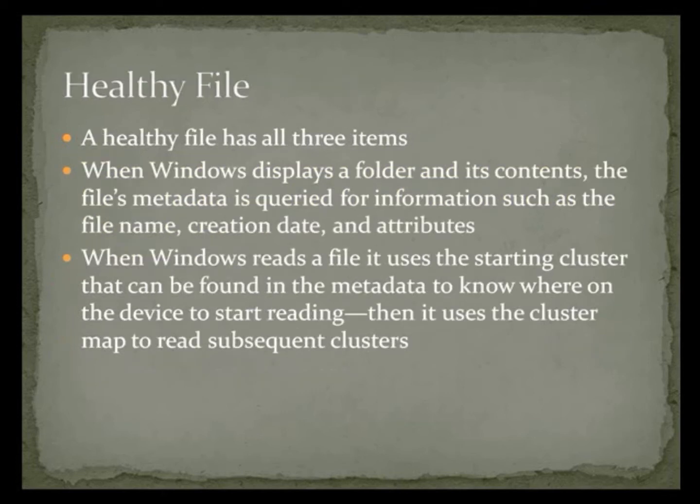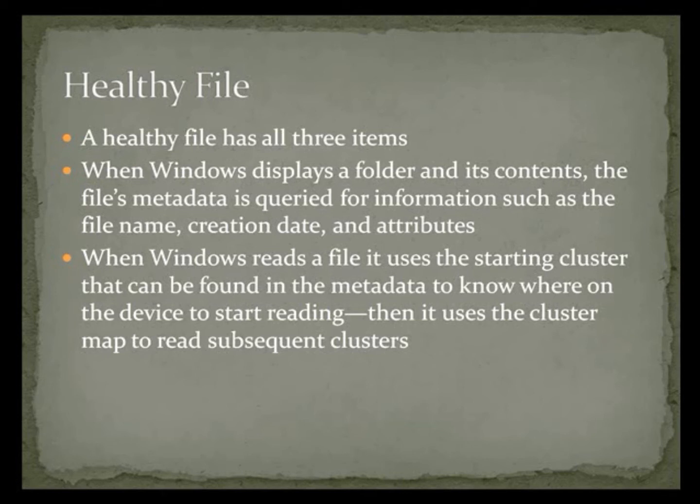Okay, so a healthy, normal file has three items. All three items are there: the metadata describing the file, the cluster map telling the operating system where the file's data is, and the actual file data that is on the device.